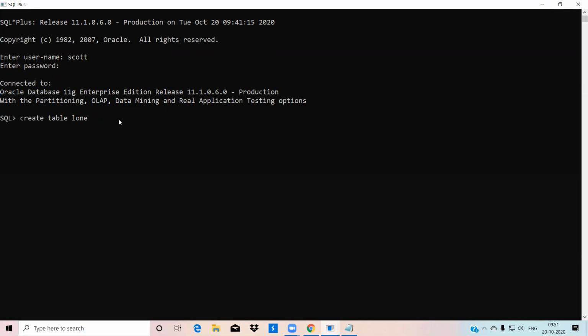The loan table has three attributes: loan number as varchar, which is the primary key, with size 20. Next is branch.